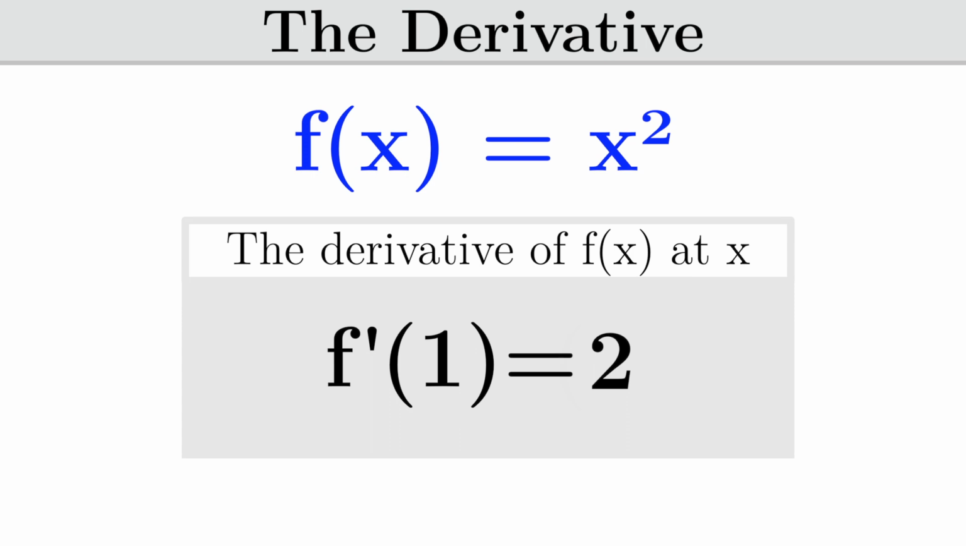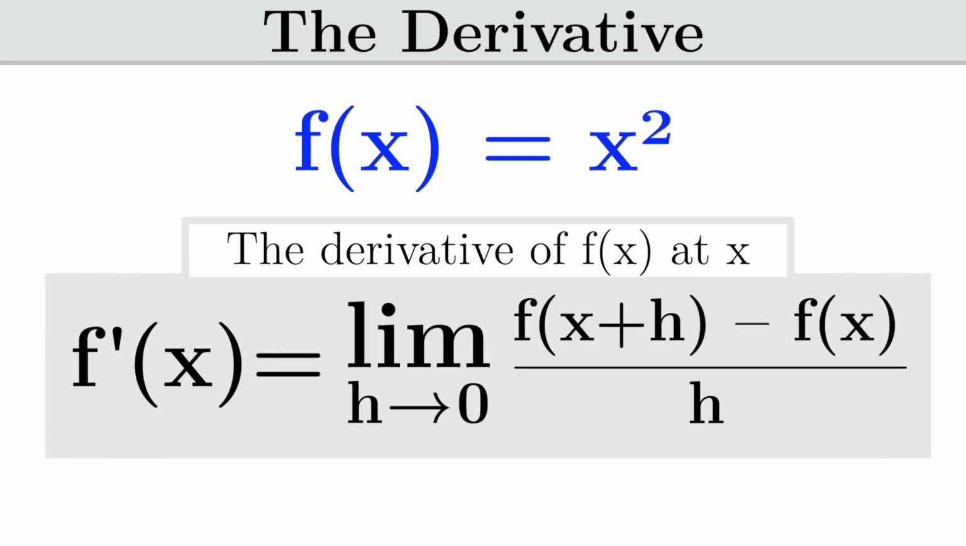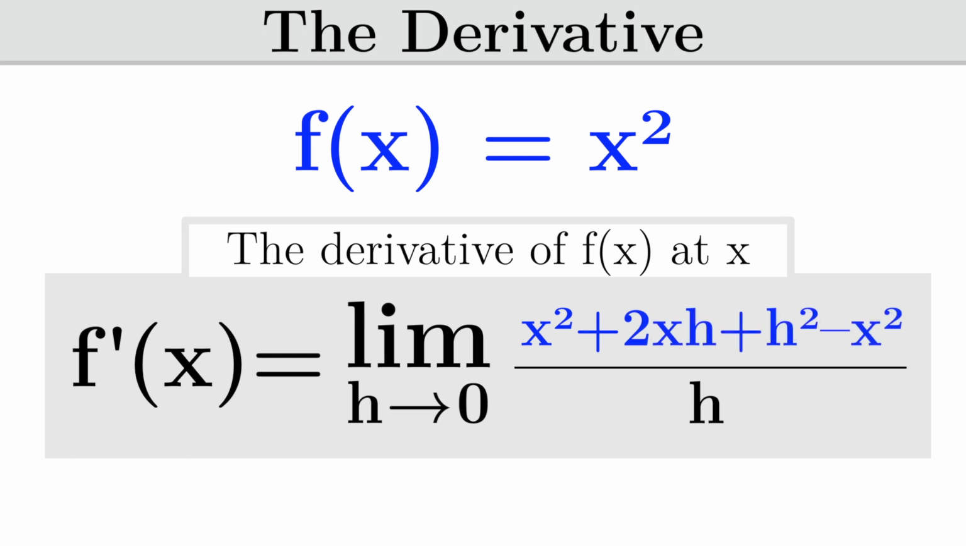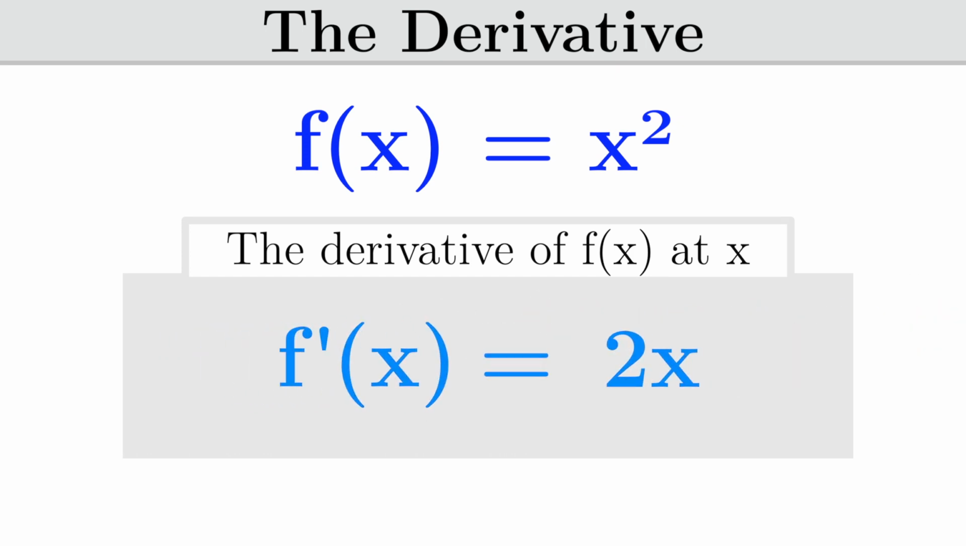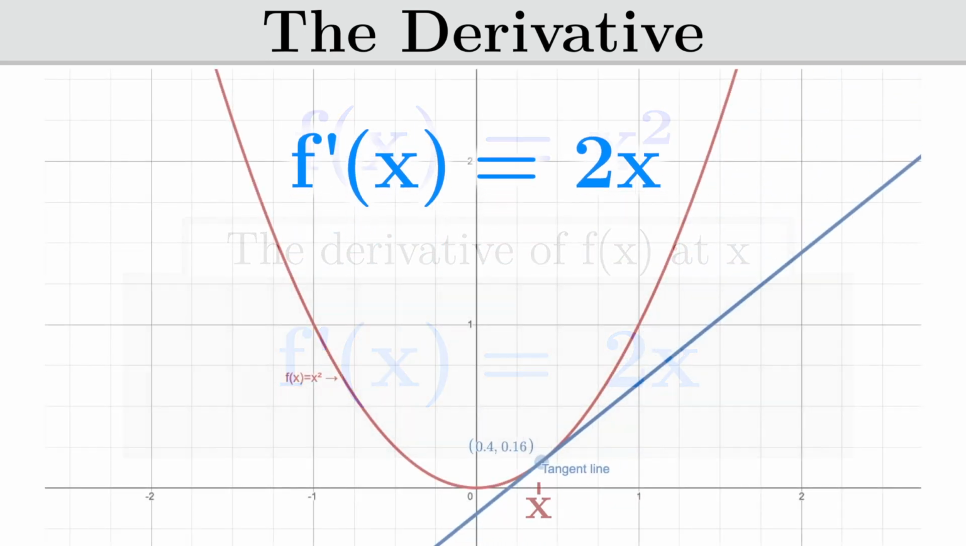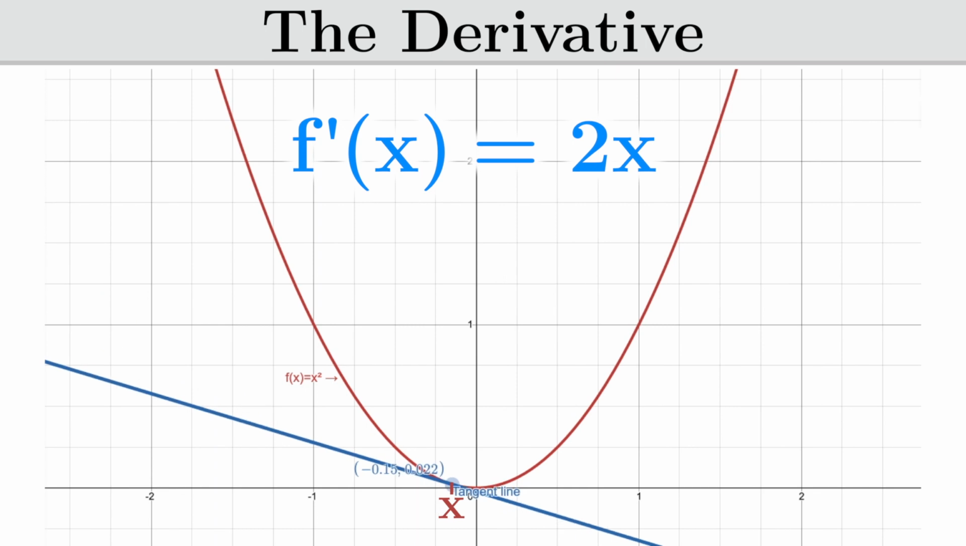If we let x be arbitrary, then this limit becomes f of x plus h minus f of x divided by h, or x squared plus 2xh plus h squared minus x squared divided by h. Canceling the h term, we get 2x plus h. h goes to 0, and we are left with just 2x. Graphically, this tells us that the instantaneous slope at any point x is 2x, or twice that of x.